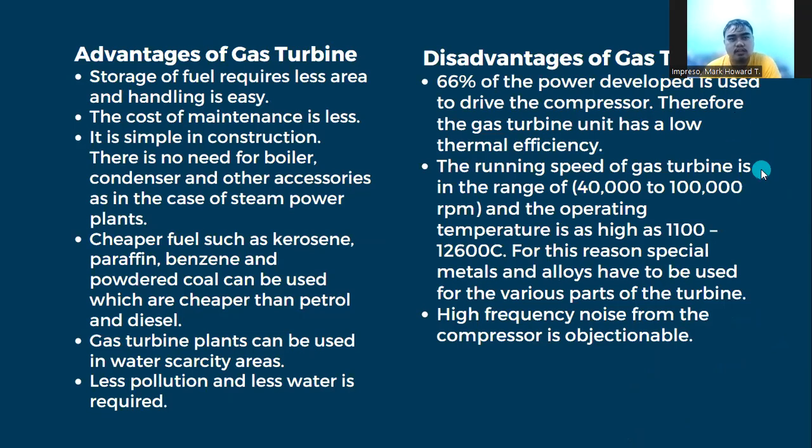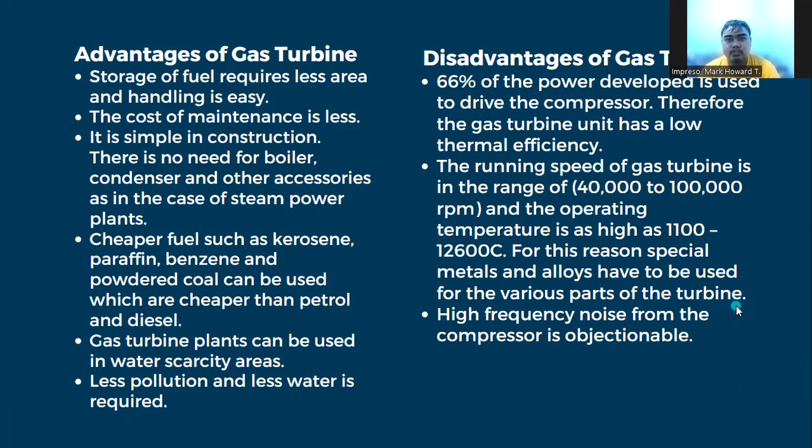So what are the advantages and disadvantages of gas turbine? First are the advantages. The store of fuel requires less area and handling is easy. Second, like I said, the cost of a gas turbine power plant is low. Third, it is simple in construction. There is no need for a boiler, condenser, and other accessories as in the case of steam power plants.